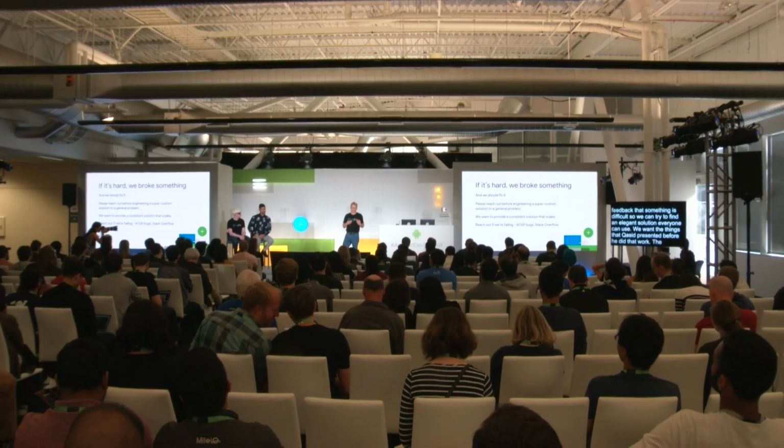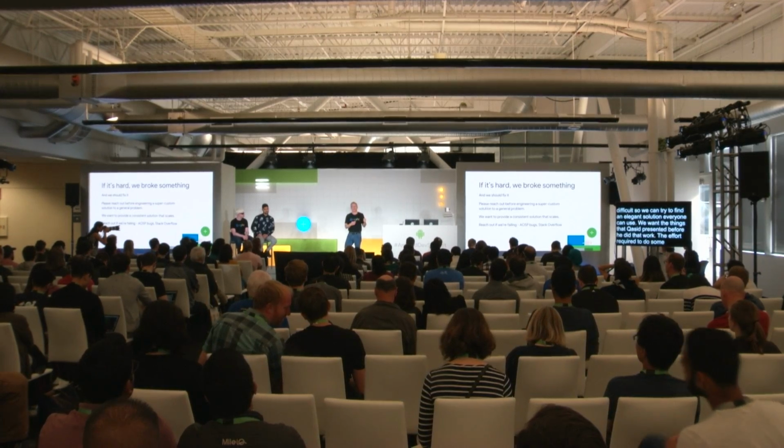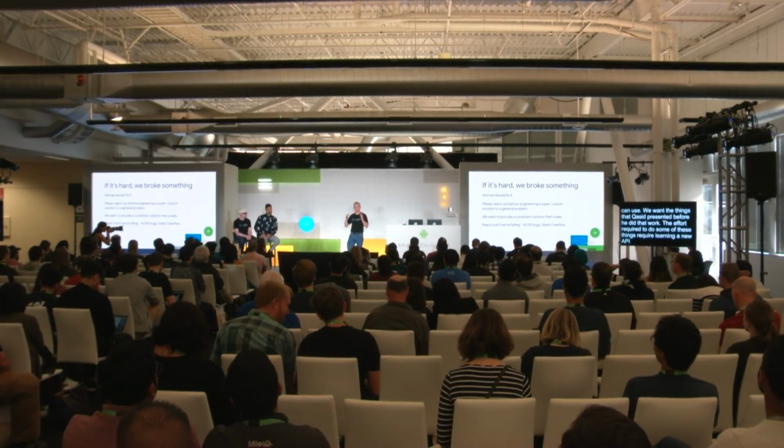You can file bugs on AOSP. You can ask questions on Stack Overflow. But we really prefer to get the feedback that something is difficult so we can try to find an elegant solution that everyone can use. We want some of the things that Qasid just presented. Before he did that work, the effort required really meant learning a new API surface, and we wanted to condense everything we could down to one line. So we were trying to present solutions that are like, if you've got this thing, here's one line of code, it's all you need. If you get to something that seems like it should be one line of code and it's not, let us know.